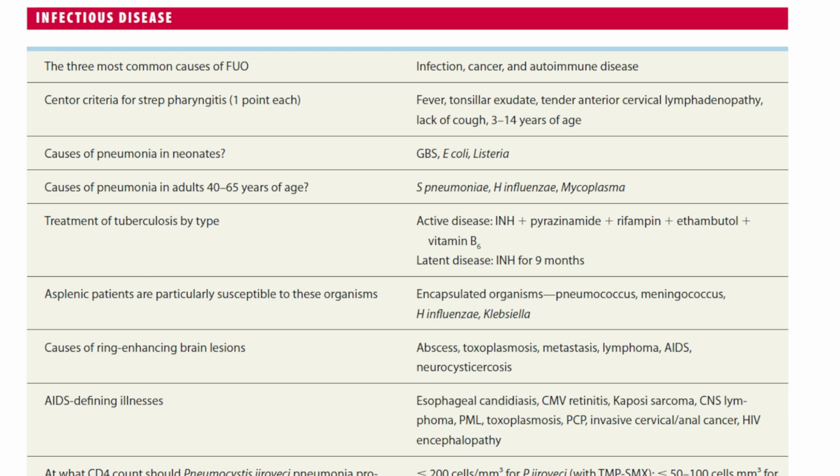What can give you ring-enhancing brain lesions? Causes of ring-enhancing brain lesions are abscess, toxoplasmosis, metastasis, lymphoma, AIDS, and neurocysticercosis.